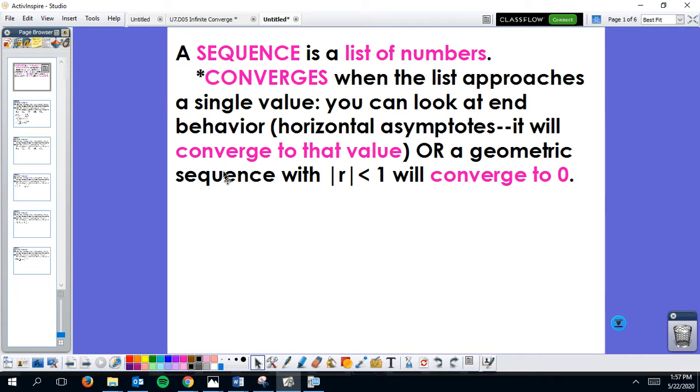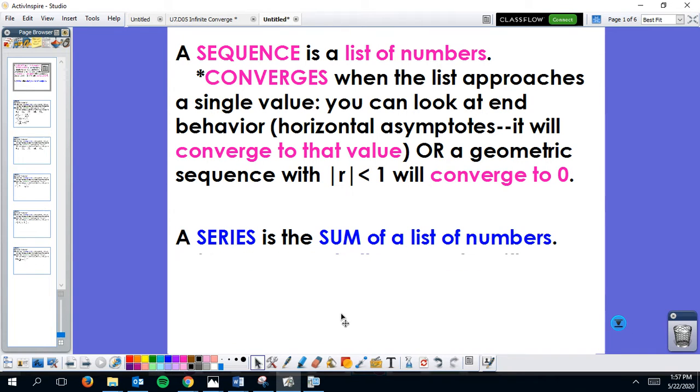So that is all about sequences converging. And then if we're looking at series, a series is just the sum of that list of numbers. And so a sequence can be a series and a series can be a sequence. All you have to do is either add them all up to get the series or just list them all out to get the sequence.